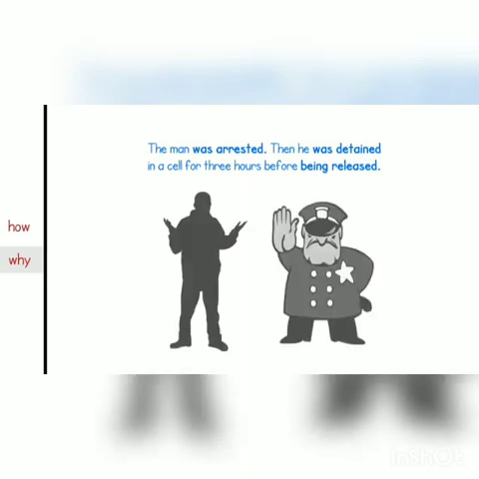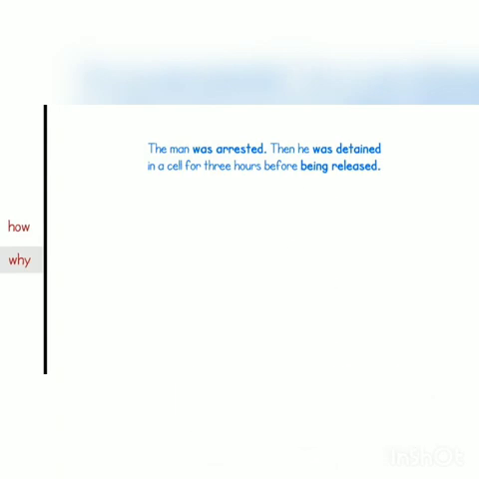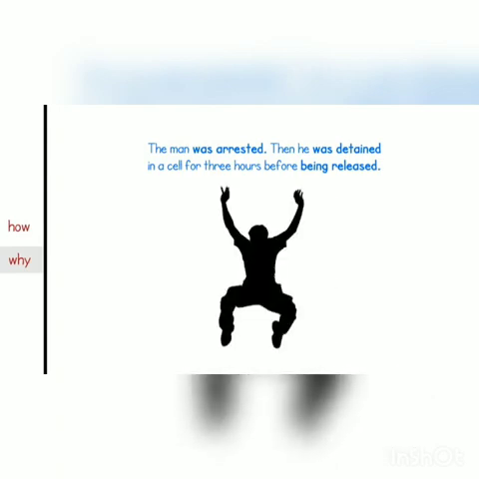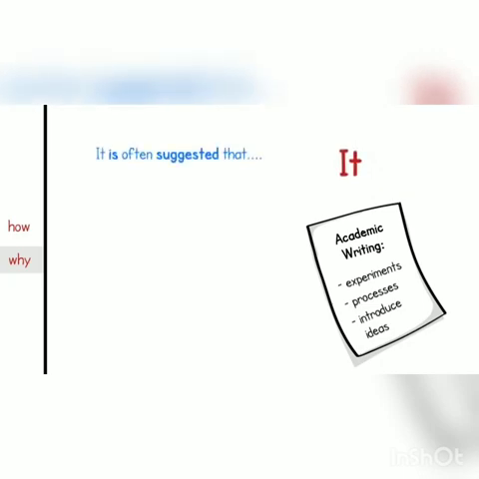Consider this example. The man was arrested, then he was detained in a cell for 3 hours before being released. We have no option but to use passive. Was arrested, was detained, and being released. Remember, in academic writings, apart from experiments and processes, we use it to introduce ideas. It begins with it: it is often suggested that, it is argued that, it has been argued that, and it has been said that.